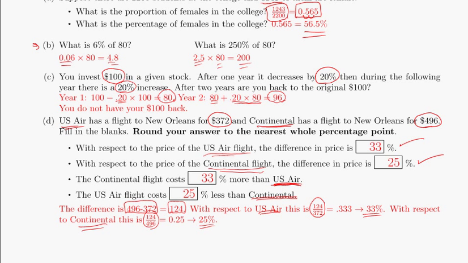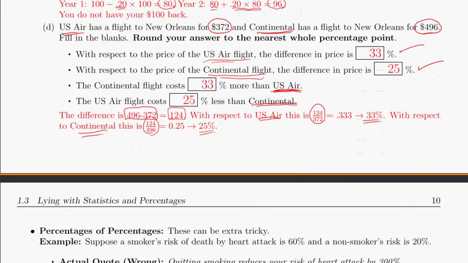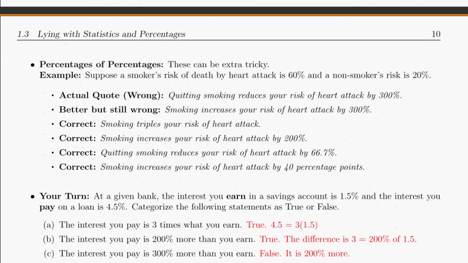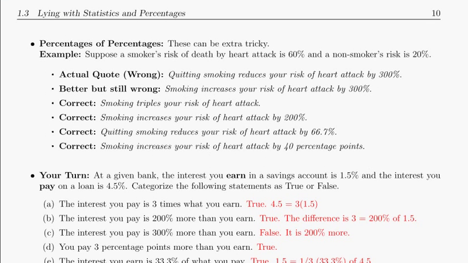And what gets even more confusing is when you look at percentages of percentages. All right? And this is an actual quote, and it comes from this information. We start with a smoker's risk of death. And we will say, all right, the smoker's risk of death is 60% by heart attack.